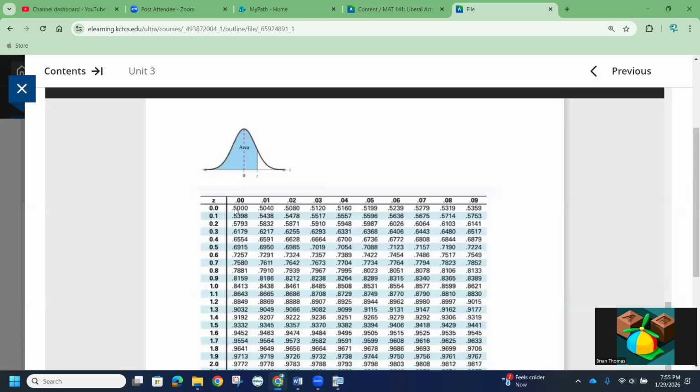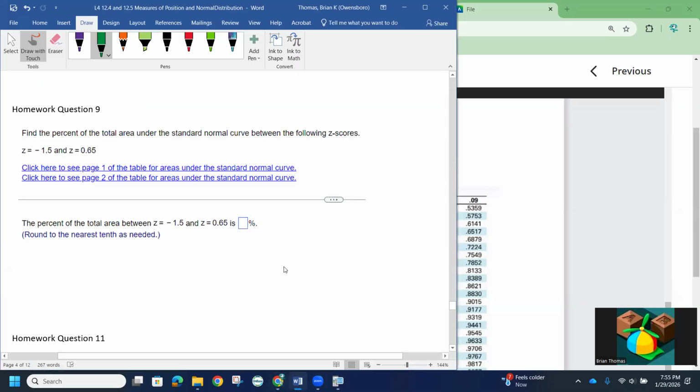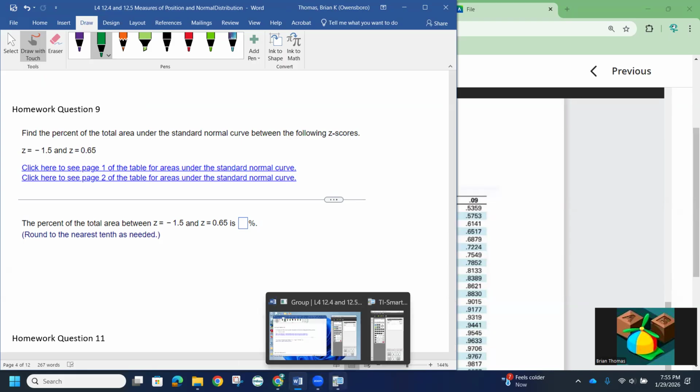Notice that zero is the halfway point. The way these z-scores work, the area is measured from left to right. So the area for a z-score tells us the percentage of the area covered under the curve from left to right. Let's pull up this first question and see if we can piece this all together. May use a calculator, not sure.